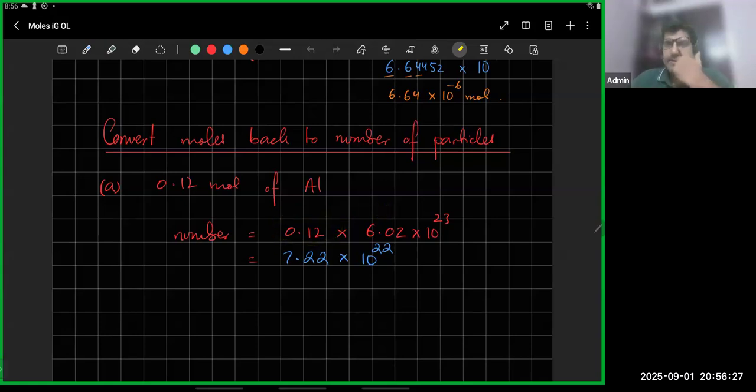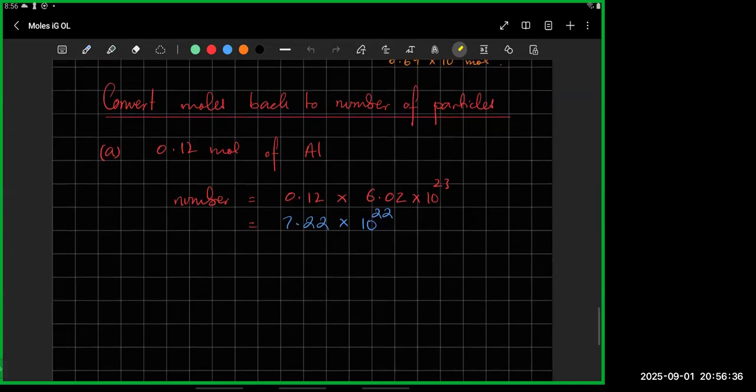Okay. So is this clear? This is what we did last time. Is this thing clear? Yes, Meera, sir. ठीक है.